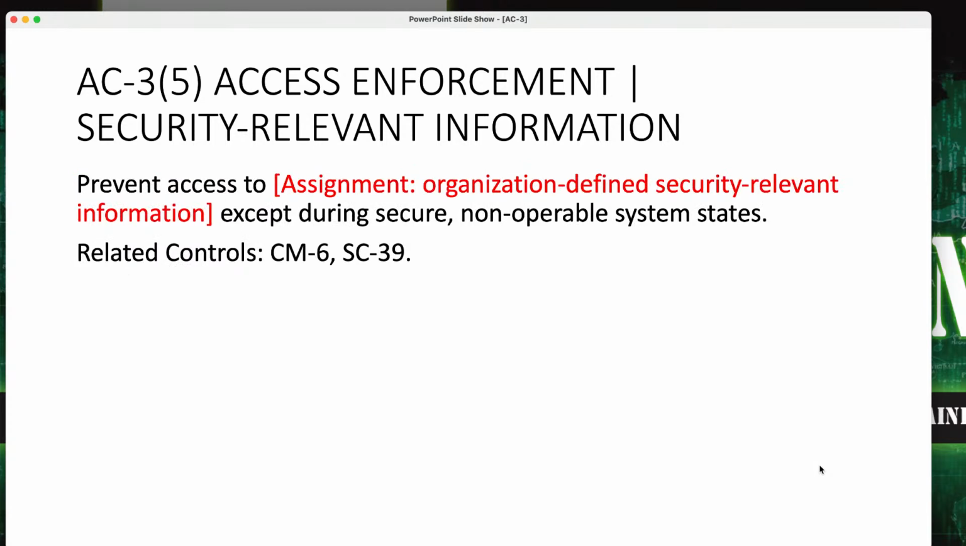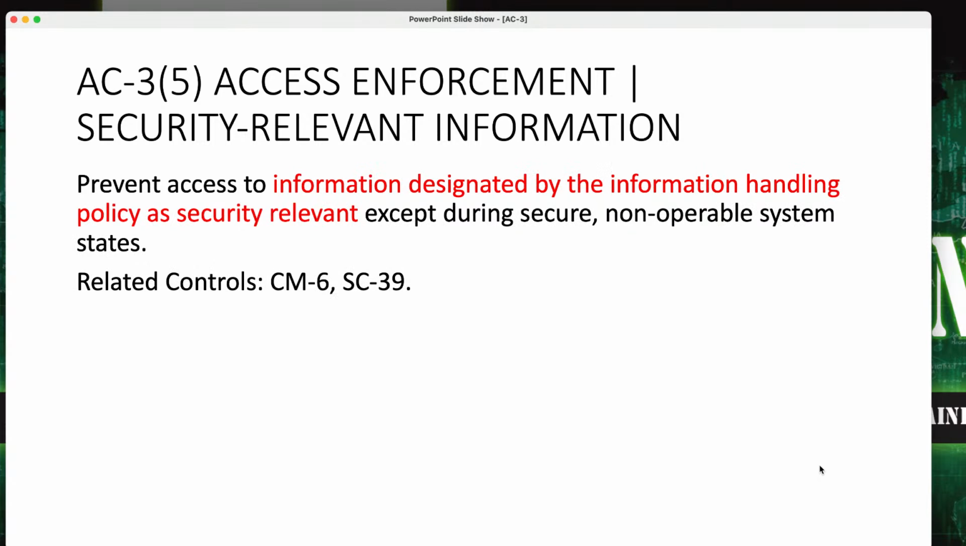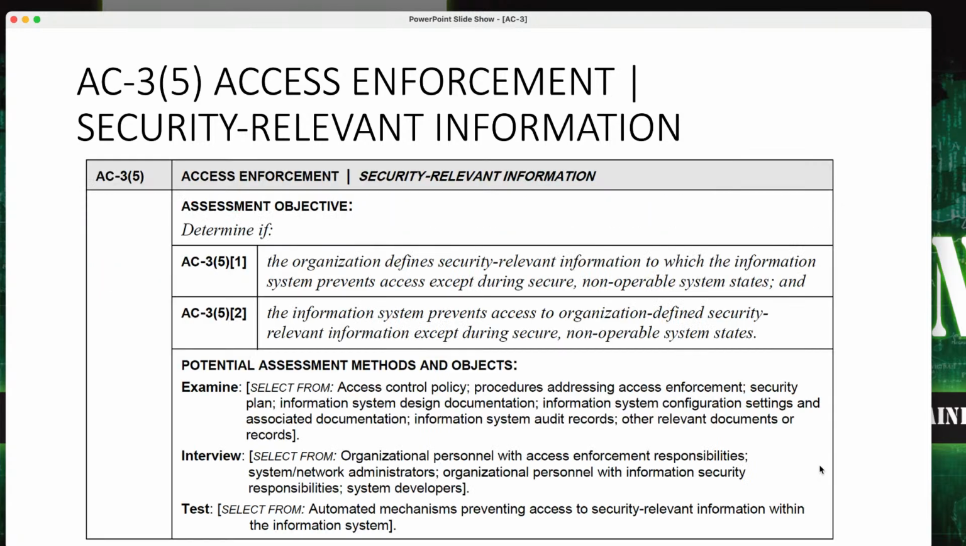So the control looks like this: prevent access to, and there's our variable, and its assignment is an organizationally defined security relevant information, except during secure non-operational states, right? So for my fake system, I just said prevent access to the information designated by the information handling policy as security relevant. That way we can point to another document, except during secure non-operable system states. Very short assessment. We look at this. We still have examine, interview, and test.